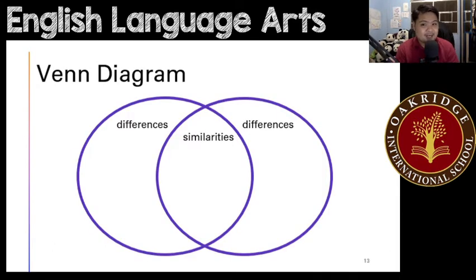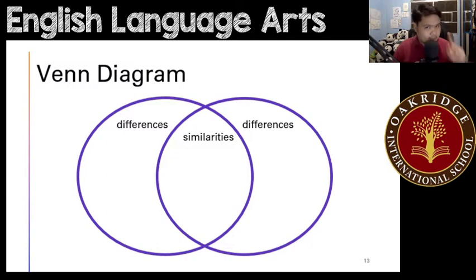This is a Venn diagram, guys. Basically, you have two circles there, right? The circle on the left is one thing, and on the right, that's the other thing. The two circles merge together in the middle. Everything that is not in the middle are the differences, the different things in one thing and the different things in another thing. And then in the middle, you write their similarities.